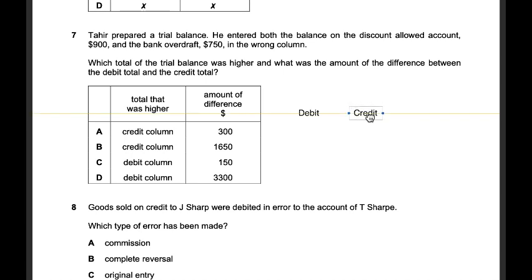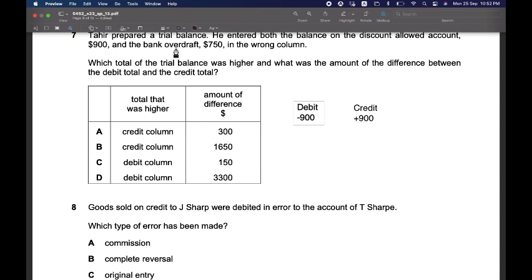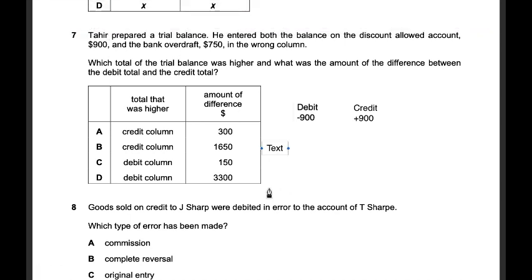Let me tell you what happened in this. What happened was, he entered it in the wrong column. So when we entered the discount allowed in the wrong column, the nature of discount allowed is expense. Hence, it is debited in the trial balance. But since we're entering it in the wrong column, it goes up to the credit side. So credit plus 900. While on the debit side, the balance decreases by 900, causing an 1800 deficit. Alright, deficit in the sense, a difference.